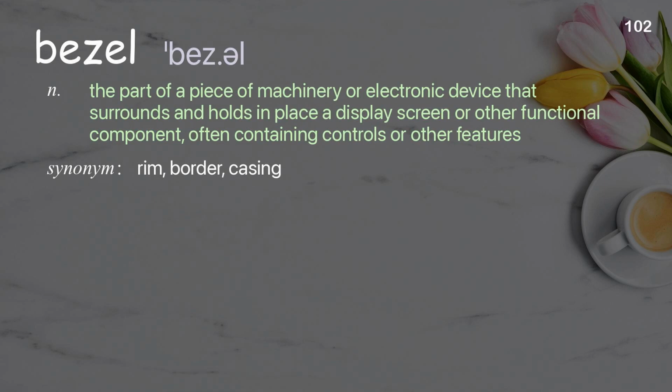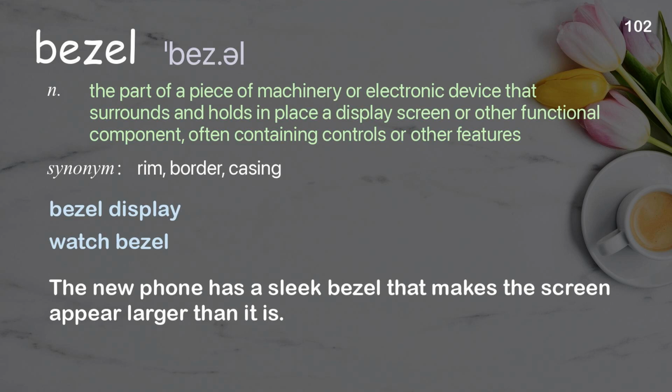Bezel. The part of a piece of machinery or electronic device that surrounds and holds in place a display screen or other functional component, often containing controls or other features. Examples: Bezel display. Watch bezel. The new phone has a sleek bezel that makes the screen appear larger than it is.